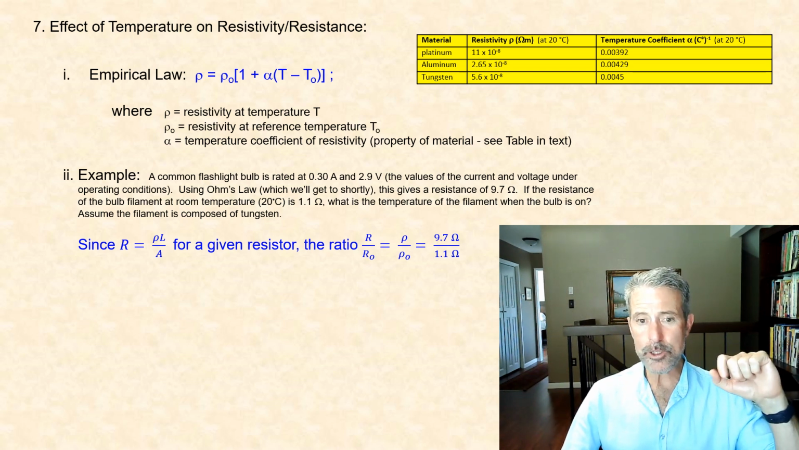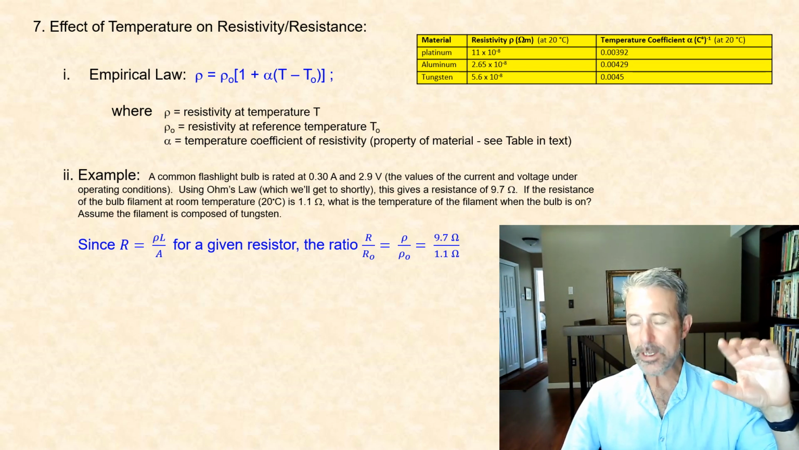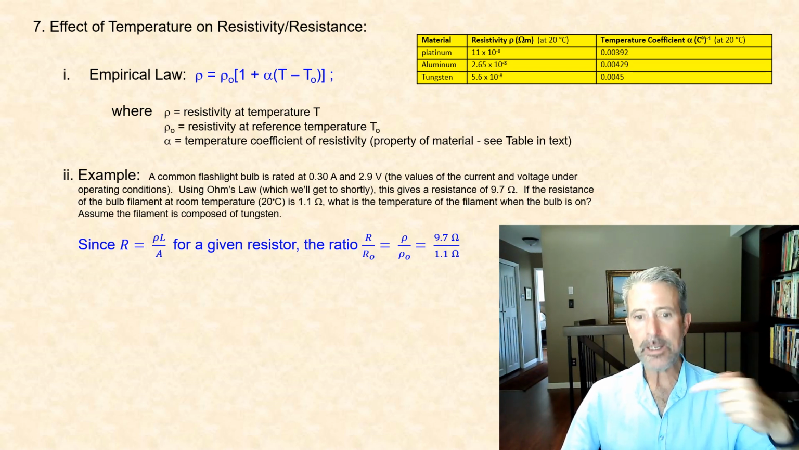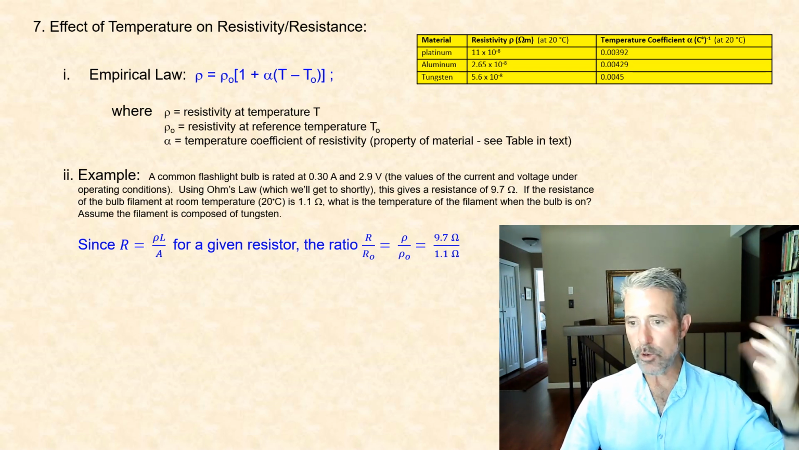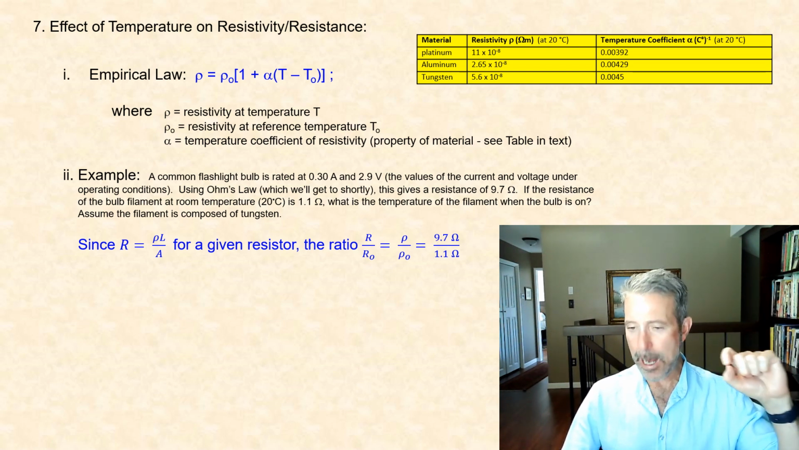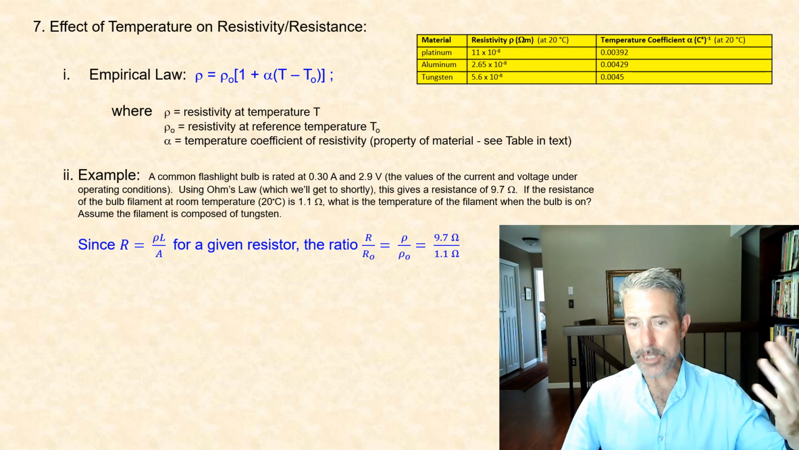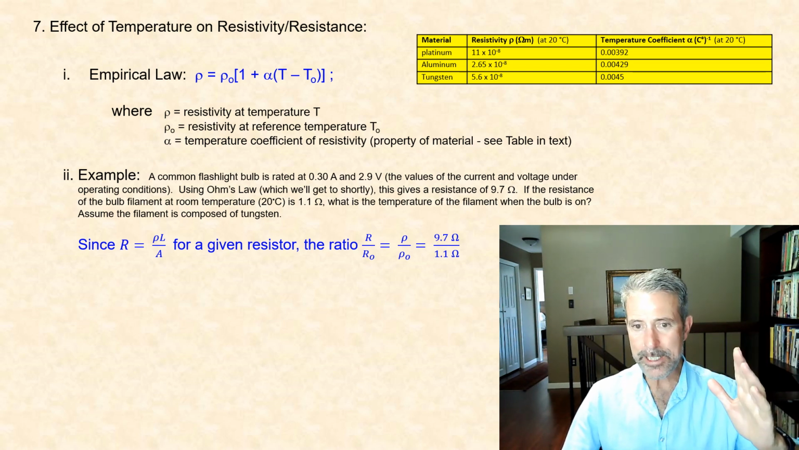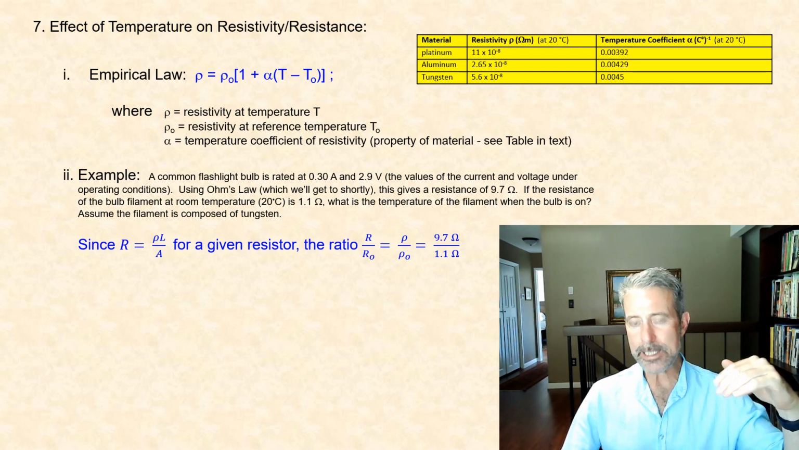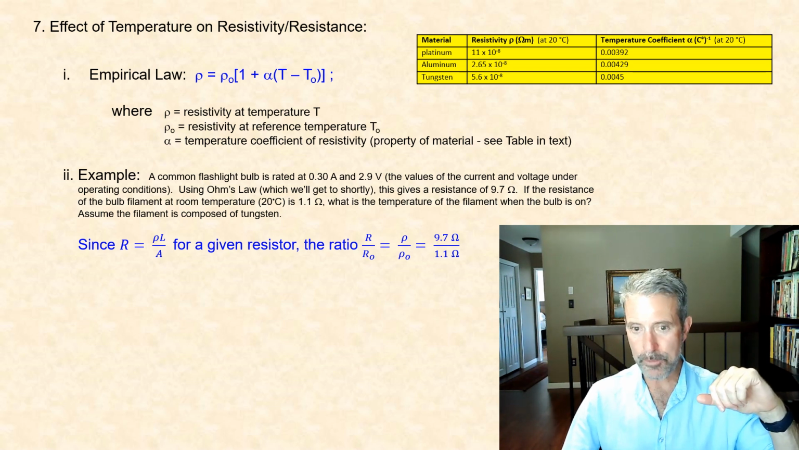What I want you to notice, though, is that if you're talking about a specific given resistor, that resistor has a fixed length and cross-sectional area. In which case, when we take this ratio of resistance at the operating temperature to the resistance at the reference temperature, R over R naught, this is the same ratio of resistivities at the operating temperature compared to the reference temperature.